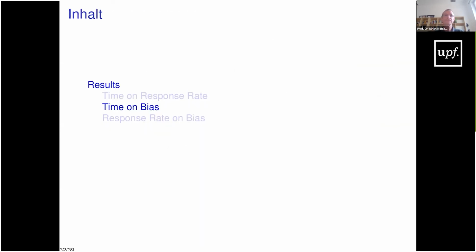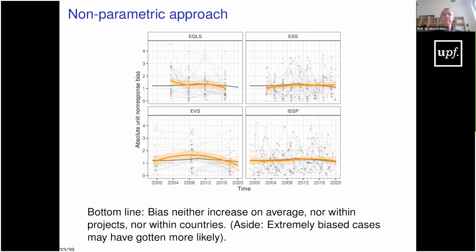Now time on bias. That's the non-parametric approach. We see again on average unconditional, and then that is conditioned on project, the orange lines, and then we have additionally conditioned on country when we look at the connected points. And we take home from this that bias neither increases on average, nor within countries, nor within projects. What you don't see in this graph, we have another one where you can see it, is that the extremely biased cases may have gotten a bit more likely.